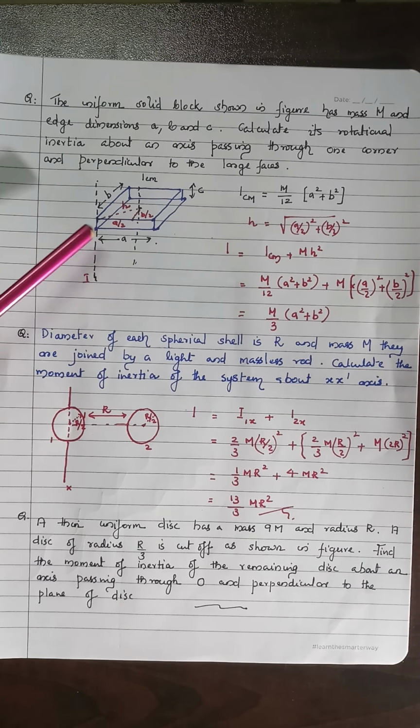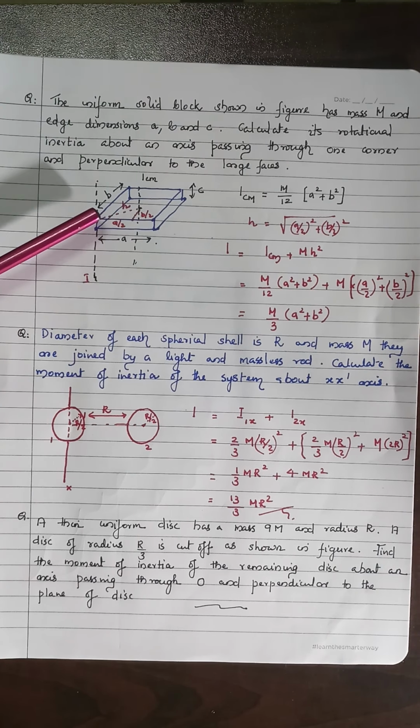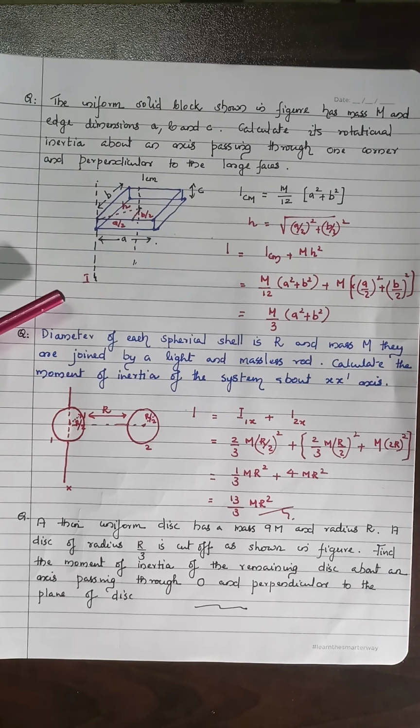The uniform solid block has mass capital M and its dimensions as A, B and C. Calculate its rotational inertia about an axis passing through one corner and perpendicular to the large face. So this is the axis under consideration. But we know the simple concept: if it is through the center of mass, the axis moment of inertia is as simple as M by 12 into A square plus B square. You know the value. But we need to find it about one of the corners.